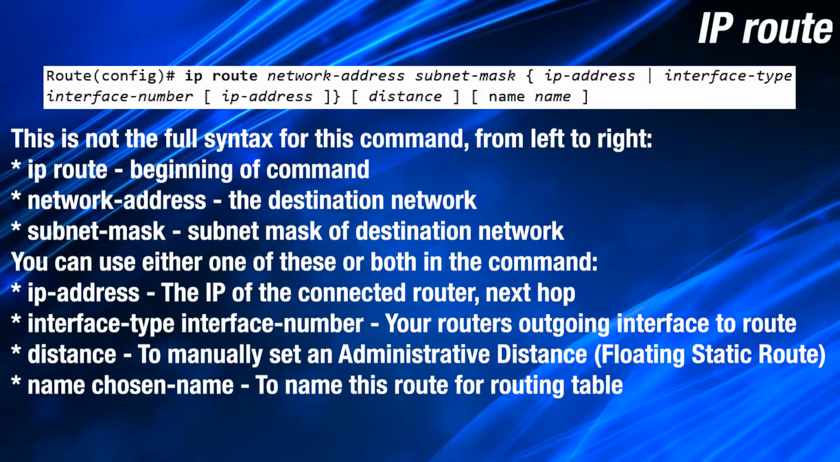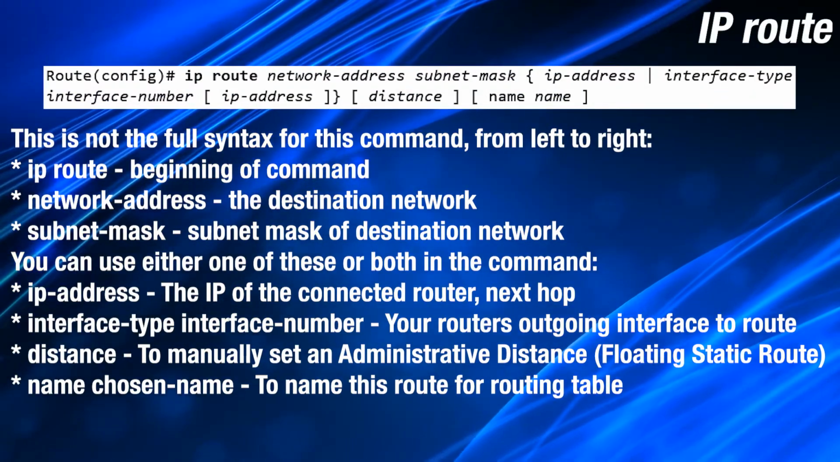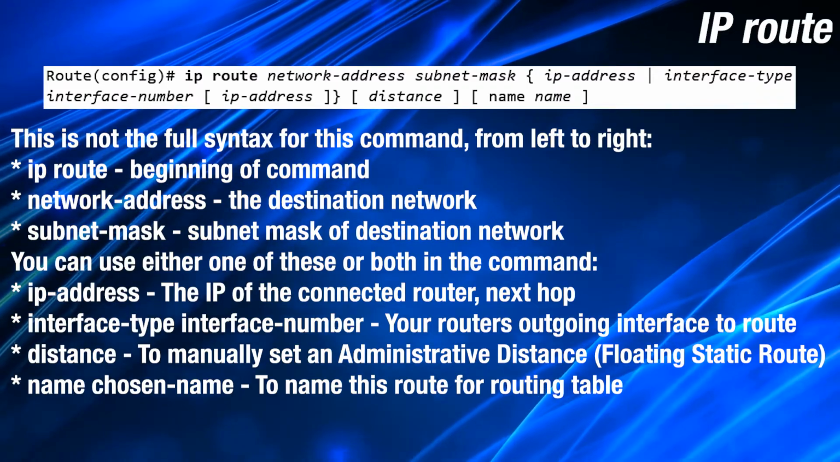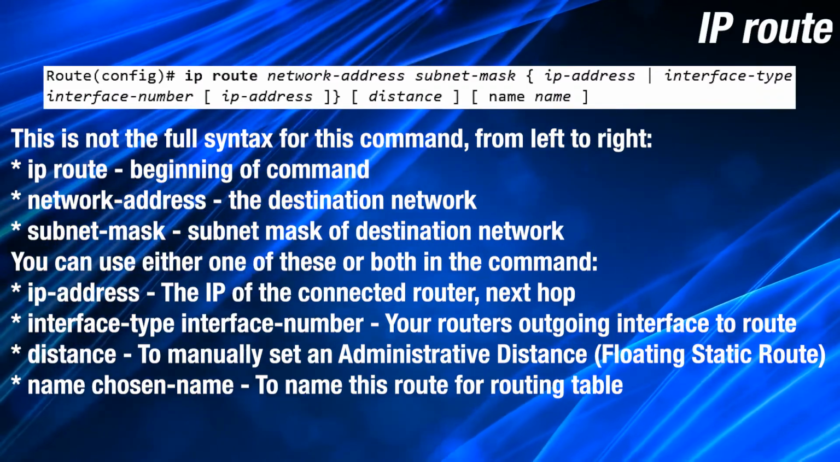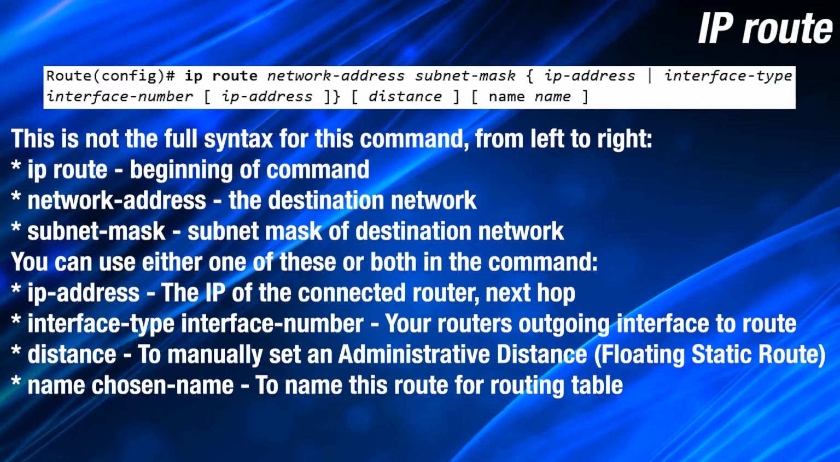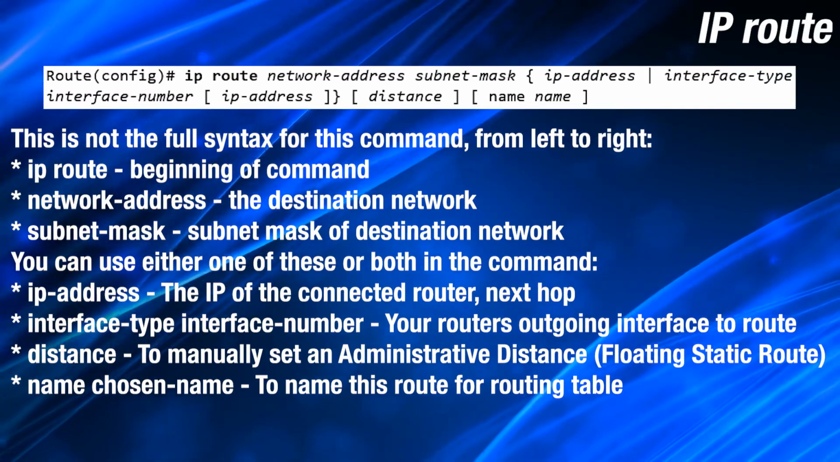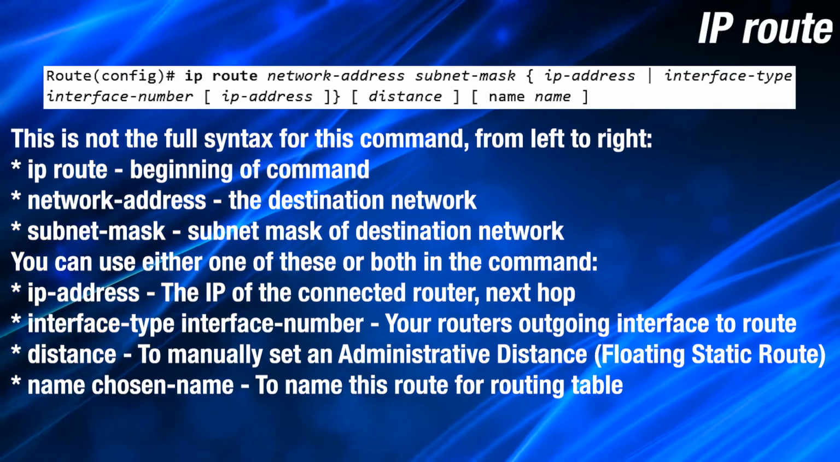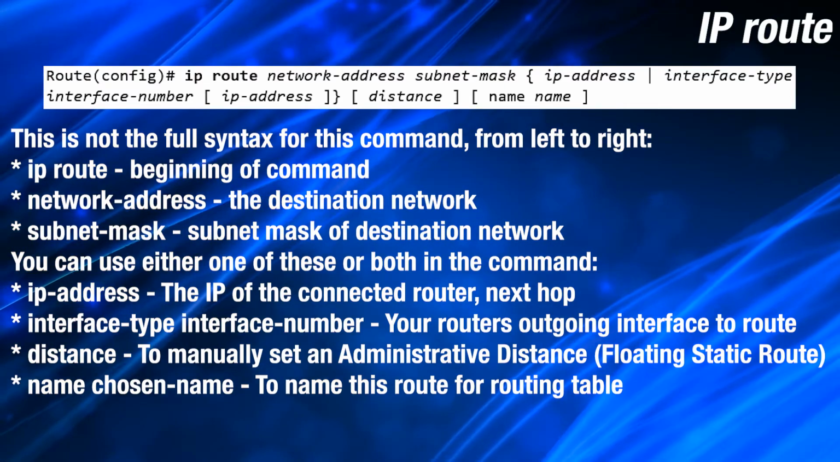Here's a more in-depth look at the IP route command. Bolded parts of this command are not to be changed if you choose to use them. You will need the network address and the subnet mask for this command to work. After that, you can choose between an IP address, which is the interface of the router you intend on sending it to, or the exit interface from which the packet will be leaving on your router.